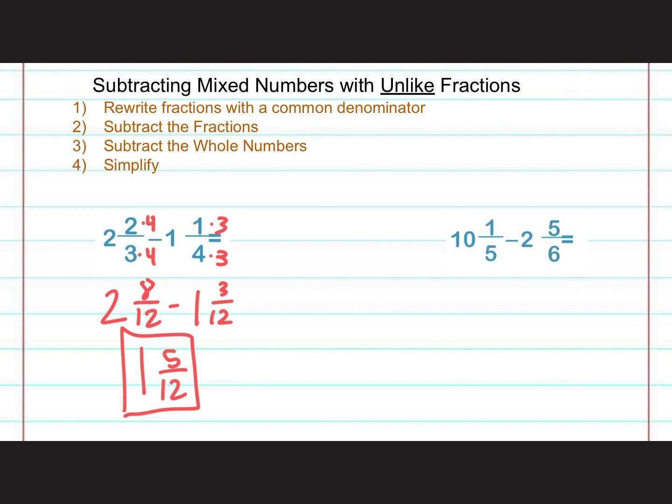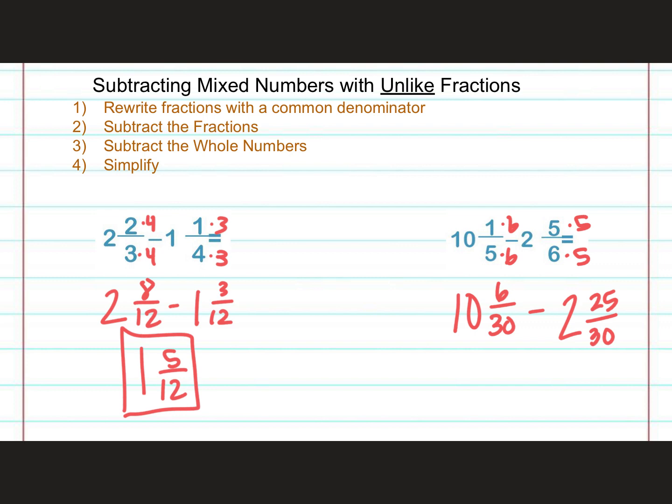Last one, 10 and 1/5 minus 2 and 5/6. My common denominator that I could use for this one will be 30. So I'm going to multiply this side by 6, multiply this side by 5. So then we're going to have 10 and 6 over 30 minus 2 and 25 over 30.